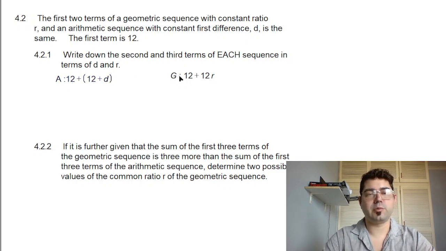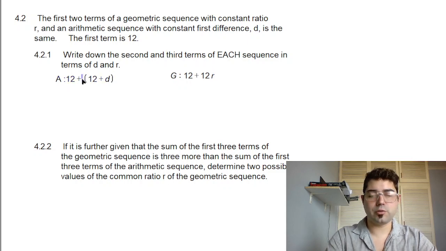So first term is 12. The second term for the arithmetic sequence will be 12 plus d, and the second term for the geometric sequence will be 12 times r. They say write down the second and the third terms of each sequence in terms of d and r. So we actually don't want to put this first term in there because they didn't ask us for it. We might get marked down for that.